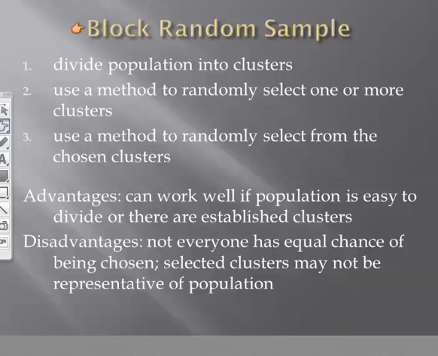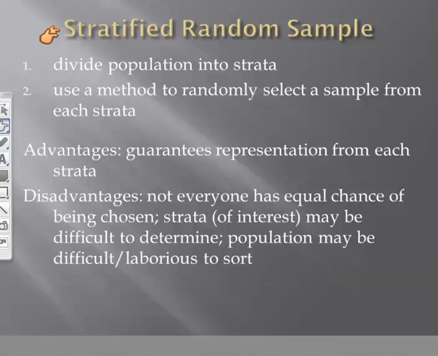Okay? A stratified random sample, you divide the population into strata, and you use the method to randomly select. The advantages, it guarantees representation from each strata. The disadvantage, not everyone has an equal chance of being chosen in the strata of interest. It may be difficult to determine the population, and it may be laborious to sort them out.